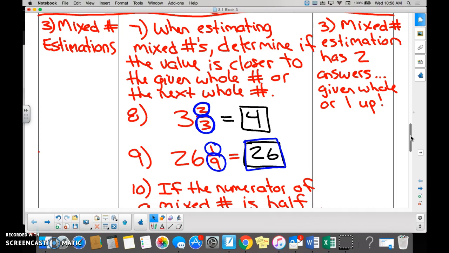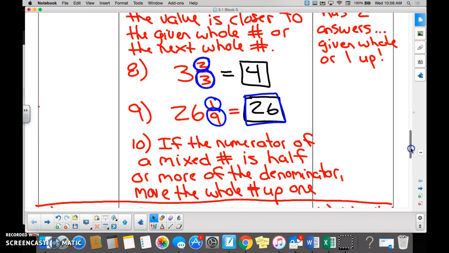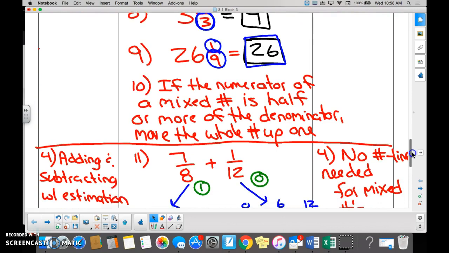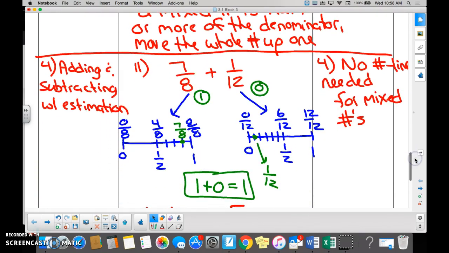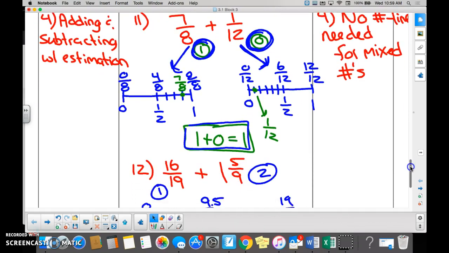Okay? And then down below, the last one, we'll make this quick. You are simply adding or subtracting. If you're given two fractions, I want to see your number lines, and I want to see how you determine the value of 7/8 when estimating. I want to see how you determine the value of 1/12 when estimating. We drew our arrows to show our number lines. What's 1 plus 0 after we got our answers? What's 1 plus 0, you guys? 1.